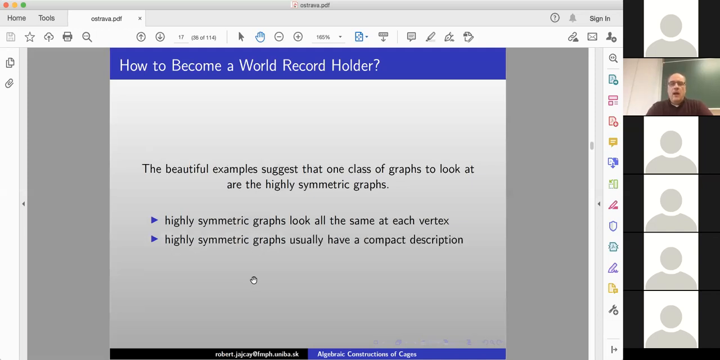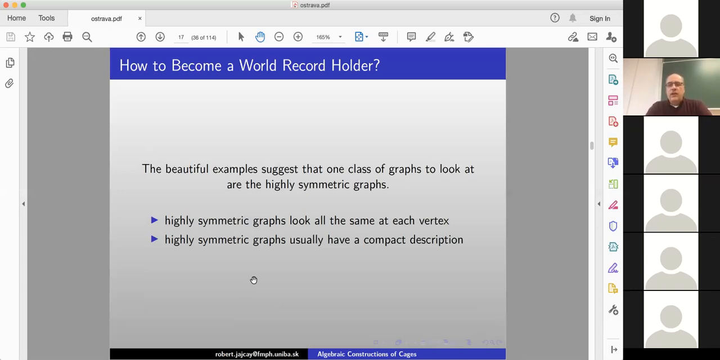Okay. The other reason why it's good to look at highly symmetric graphs, and this is a very practical reason, is that symmetric graphs usually have compact descriptions. What I mean by that is, we're talking about looking for graphs of very, very large order. They are even hard to store in the computer. They are hard to search for properties and so on. So it's good when you have a much shorter description of the graph.